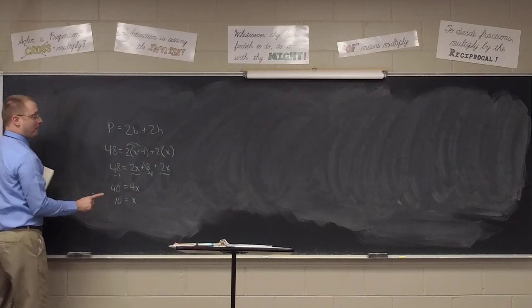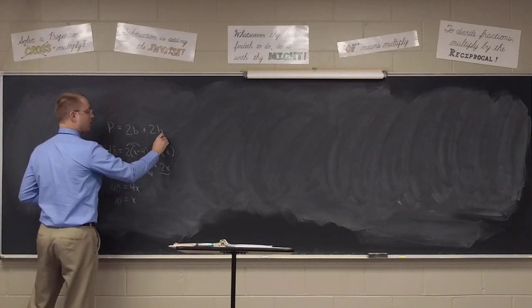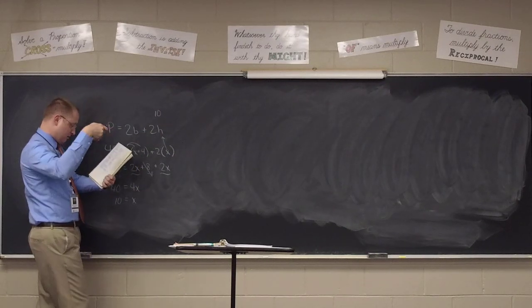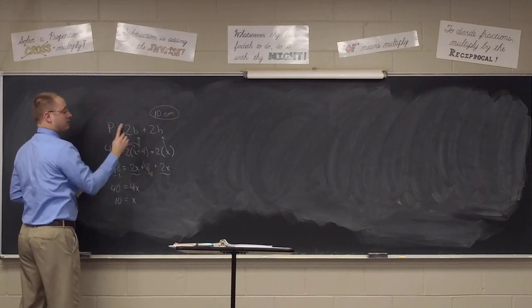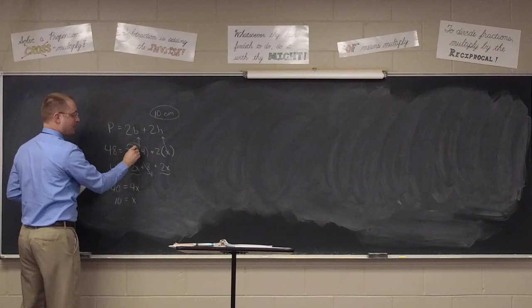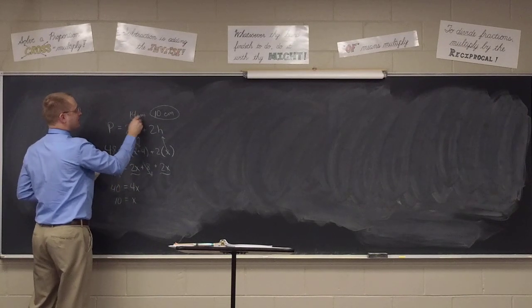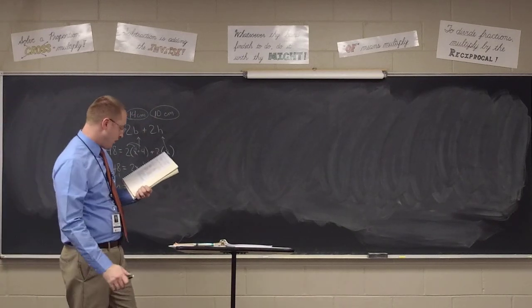Now, X represents the what? The height. So the height then must be 10 centimeters. The base was X plus 4. So if X is 10, 10 plus 4 gives us a base of 14 centimeters. And that should have been our answer. We have a 14 centimeter by 10 centimeter rectangle.